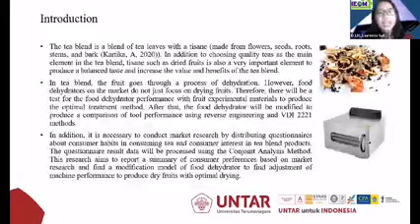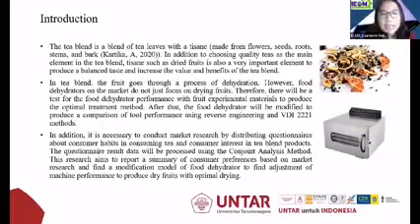The introduction. The tea blend is a blend of tea leaves with a tisane made from flowers, seed, roots, stem, and bark. In addition to choosing quality teas as the main element in the tea blend, tisane such as dried fruit is also a very important element to produce a balanced taste and increase the value and the benefits of the tea blend. In the tea blend, the fruit goes through a process of dehydration.